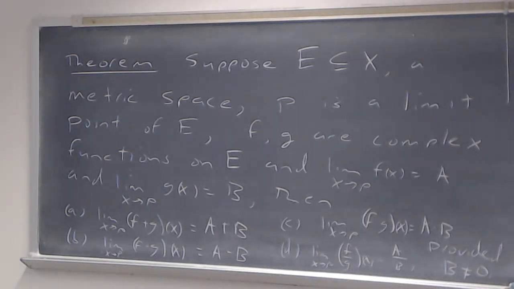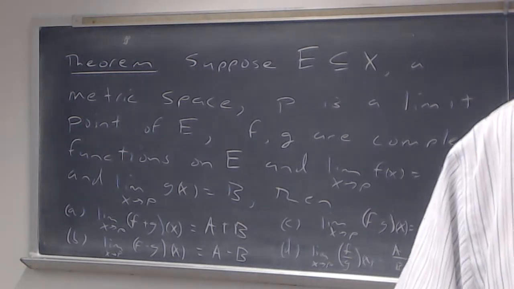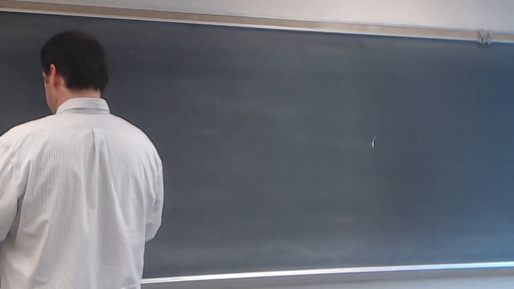So those are the four statements that we have when we're talking about two complex functions whose limit exists at P. And what we're going to do is prove part A. The rest of them follow analogously to what we'll do for part A, so I won't do those. And it'll be based on the sequential criterion for function limits.